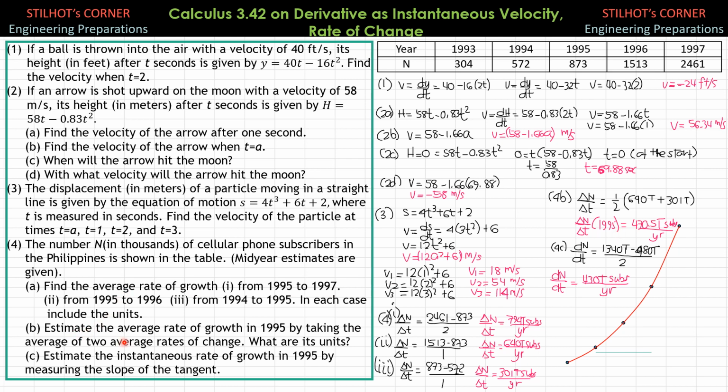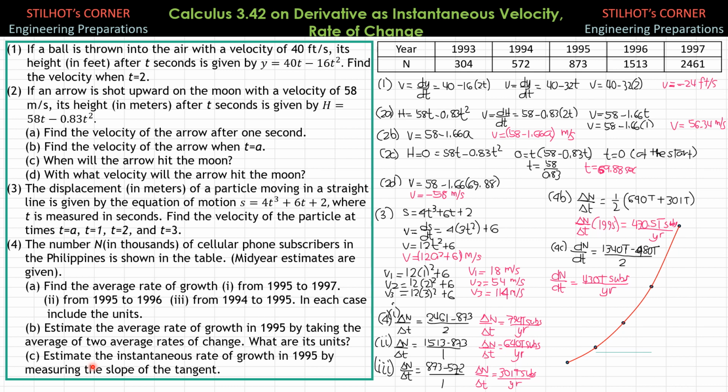Then 4B, estimate the average rate of growth in 1995 by taking the average of two average rates of change. What are its units? So it should be the average growth rate between 1994 and 1995 and between 1995 and 1996. So it is one half quantity. Between 1995 and 96, the average growth rate was 640,000 subscribers per year. Then between 1994 and 95, 301,000 subscribers per year. So the average growth rate in 1995 is 470.5 thousand subscribers per year.